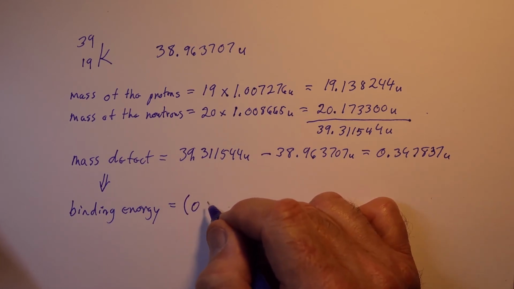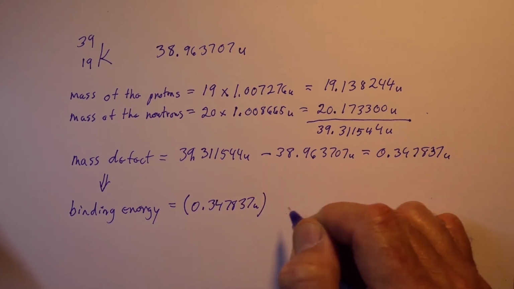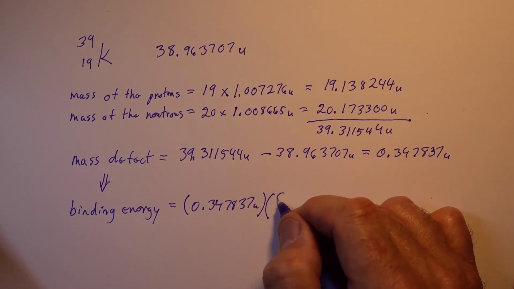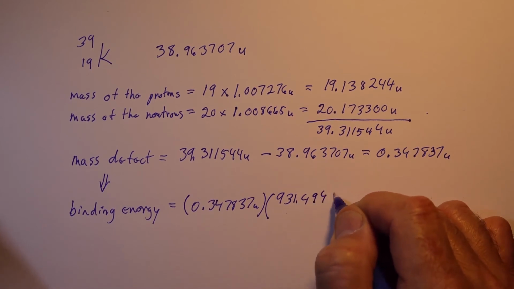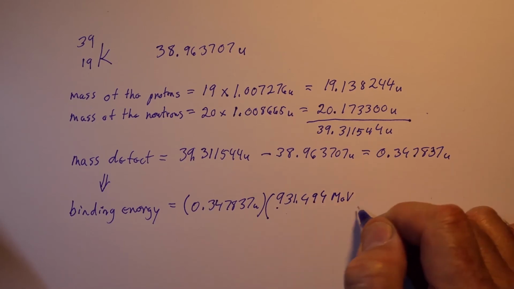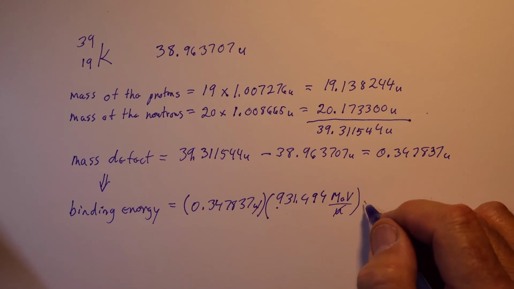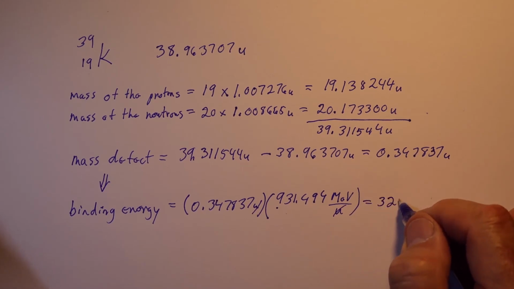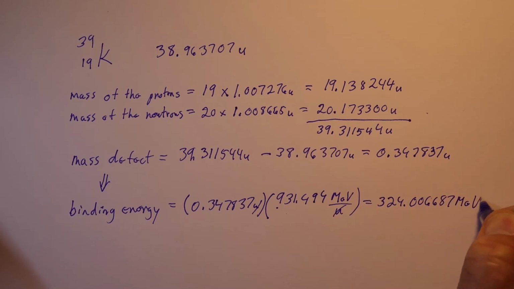So 0.347837 atomic mass units times the conversion factor of 931.494 megaelectron volts per one atomic mass unit. So those will cancel, and we get an answer of 324.006684 megaelectron volts. Okay? Again, keep your work organized, and this is very simple.